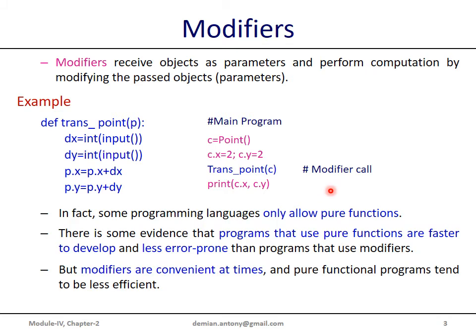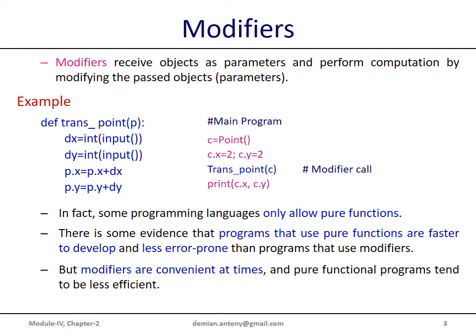In some programming languages, we don't find modifiers. Only a few languages provide modifiers, and Python provides both flavors. We can write a pure function as well as a modifier. And studies show that programs that use pure functions are faster and less error prone than programs that use modifiers, because modifiers alter the object state and it is a little tricky and tedious to track the object changes.